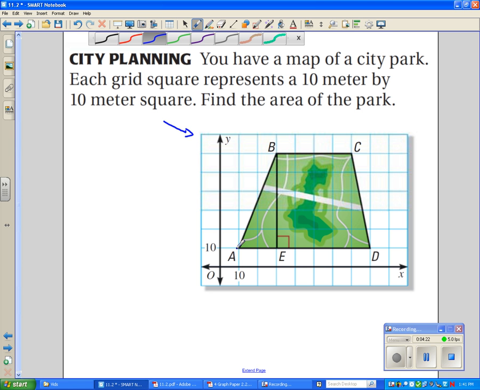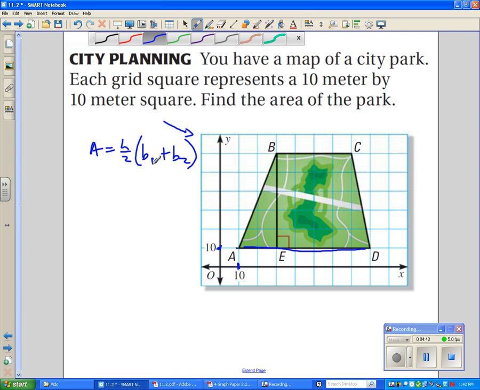Each grid square represents 10 meters. They also labeled it on the graph. And find the area of the park. The area of the park, well then, we just need to count this base and the other base and the height. Because remember, our formula is 1/2 times the height times base 1 plus base 2.